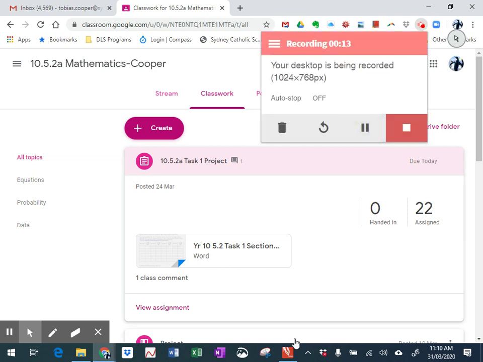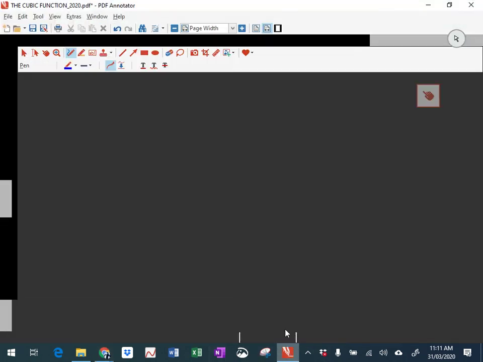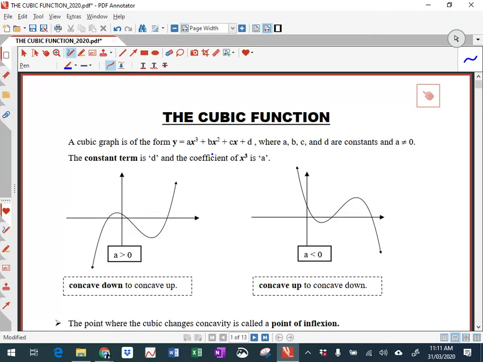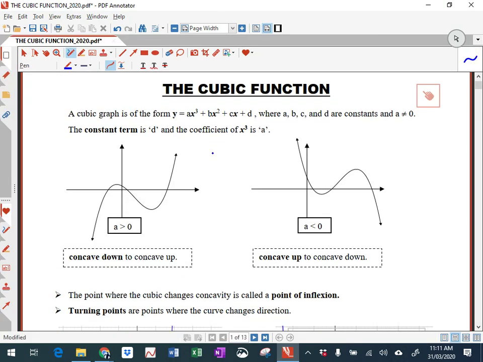Yes, it is. Okay. All right, so we are going to look at the cubic function today. I'm expecting you to download this PDF and to copy down everything that I do. All right, so here we go.